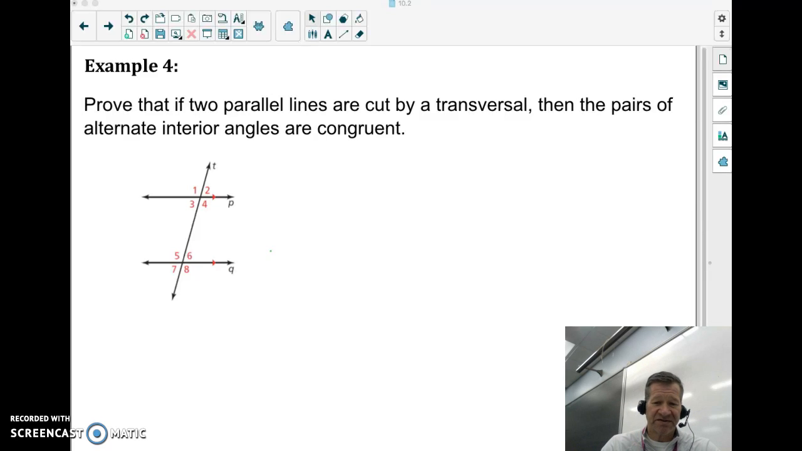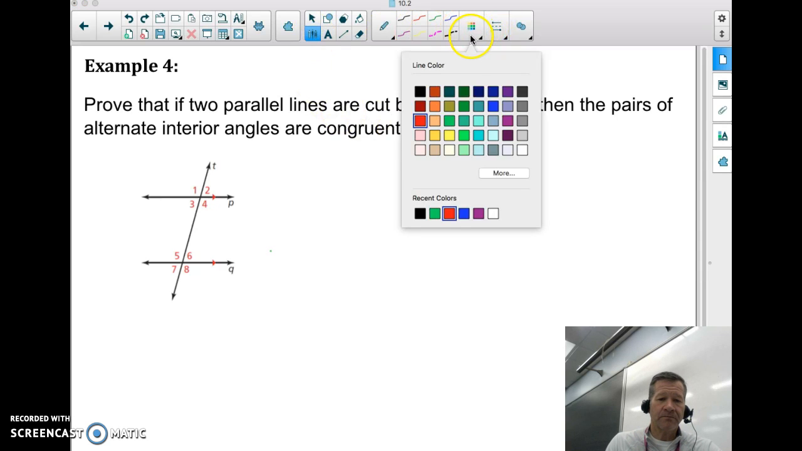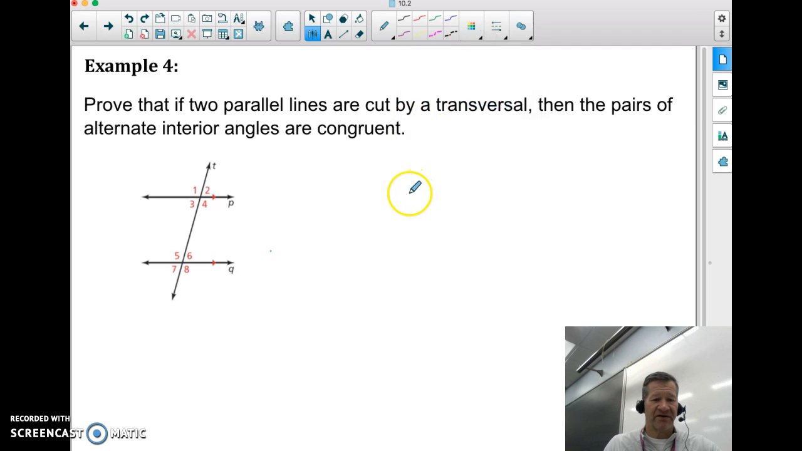Section 10.2 example 4. They're asking us to prove that if two parallel lines are cut by a transversal, then the pairs of the alternate interior angles must also be congruent. Now, proofs, what we're going to do is kind of do an informal proof here. So we can see that P and Q are definitely labeled as being parallel. So P is definitely parallel to Q. Okay, and we're given that information.